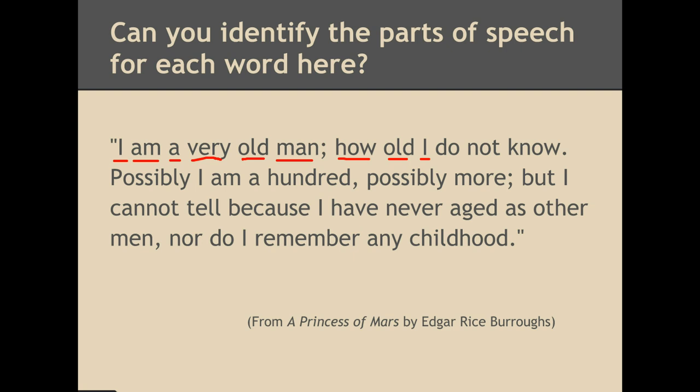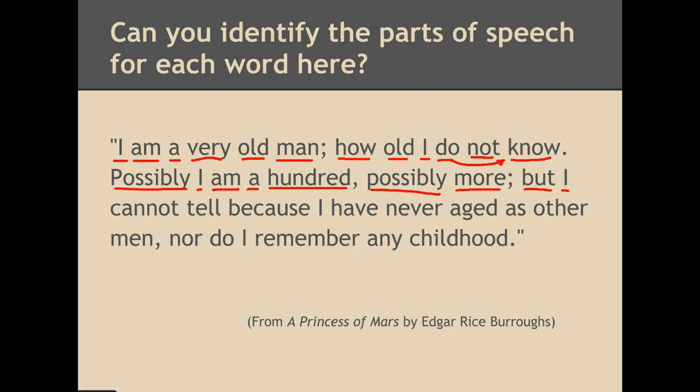I is still a first person personal pronoun. Do, in this case, is a helping verb because know is the action verb. See how this helps that one over there. In between, we have the word not, which is an adverb. Possibly is an adverb. We already got that one. This is still a linking verb, still an article or an adjective. 100, in this case, 100 is acting like a noun. Possibly is an adverb. More is what we call an indefinite pronoun. But is a coordinating conjunction.